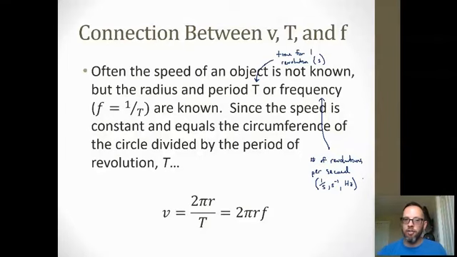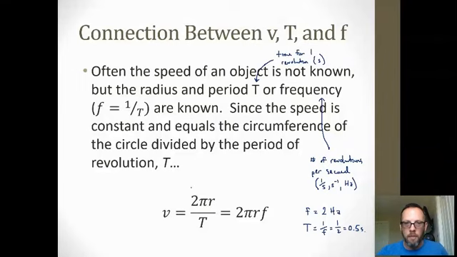The relationship between frequency and period is they're just reciprocals of each other, which makes sense. Here's what I mean by that. Let's say you have a frequency of 2 hertz. This means you're doing 2 revolutions every second. Well, what's the period then? If you're doing 2 revolutions every second, then every revolution should be half a second, or 0.5 seconds. So period and frequency are just reciprocals of each other, and frequency is 1 over the period. It works both ways.